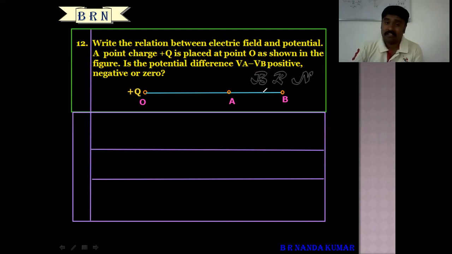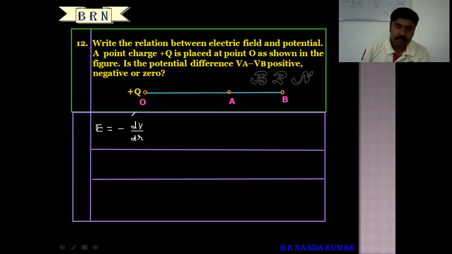So what is the relation connecting between electric field and electric potential? The answer is only 2 points, each point 1 mark. If you mention just what I write, that is enough in the exam. E is equal to minus dV divided by dr. Okay, so this is the relation connecting between electric field and electric potential.